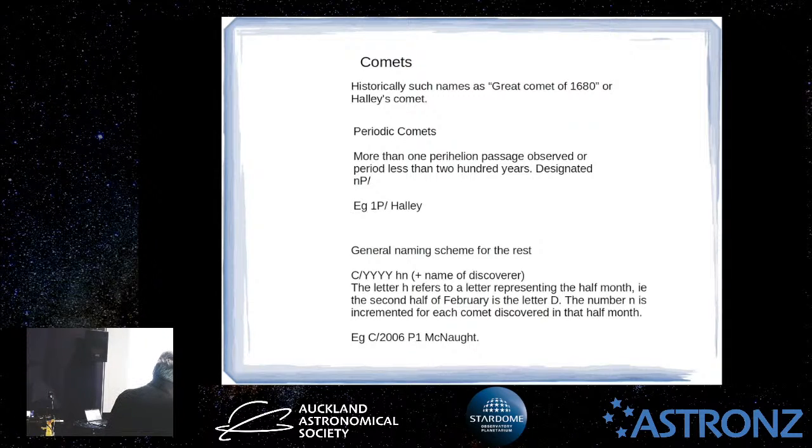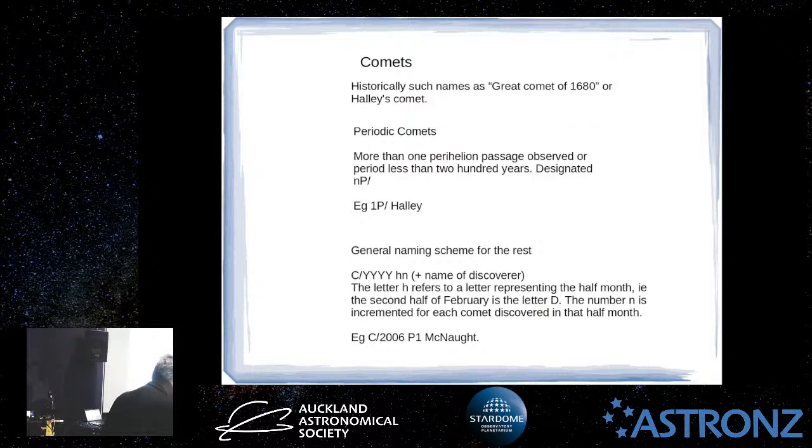So there's a general naming scheme. If it's not a periodic one, it's just called C followed by the year it was discovered, and then a letter for the half month. So for example, it says here that if it was discovered in the second half of the month of February, it's the letter D. And then the number goes up for each comet in that half month.